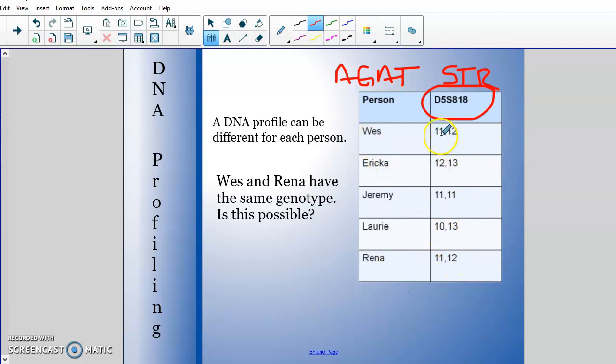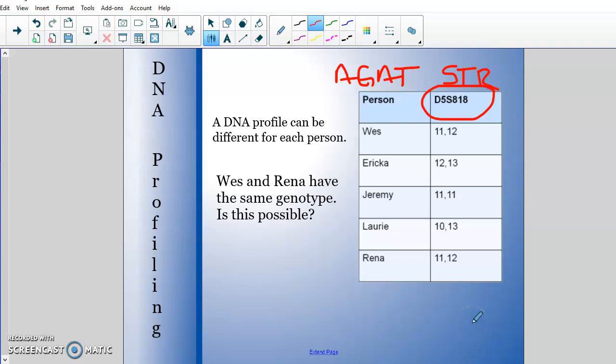So Wes repeated AGAT 11 times on one of his chromosomes and 12 times on the other. Erica repeated AGAT 12 times on one of her chromosomes and 13 times on the other. Jeremy repeated AGAT 11 times on both of his chromosomes. Lori repeated 10 and 13 times, and Raina 11 and 12.